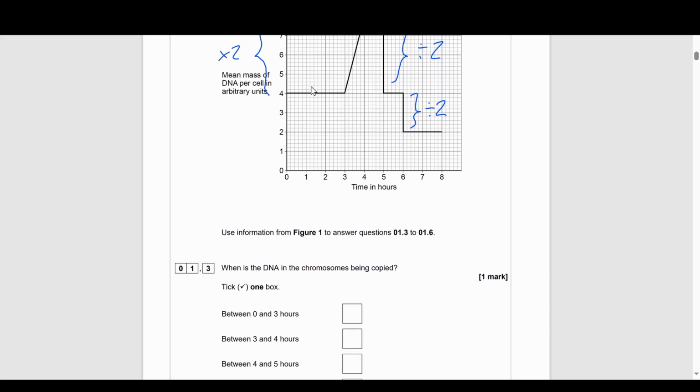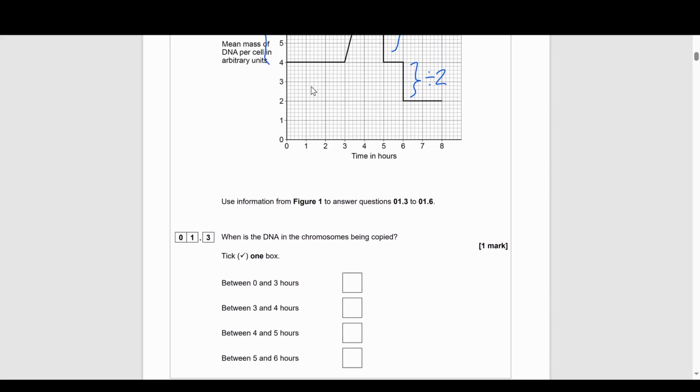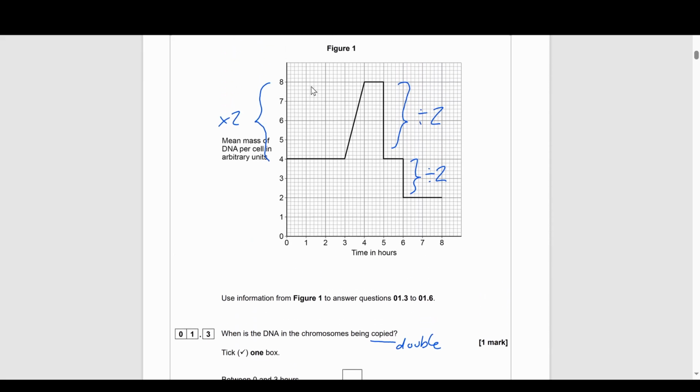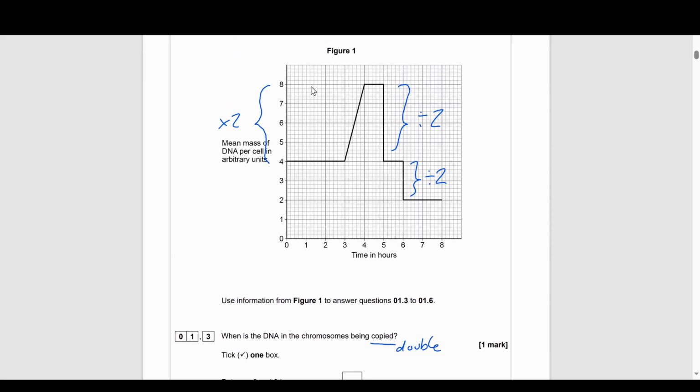When is the DNA in the chromosomes being copied? Tick one box. If it's being copied, we should expect it to double, so multiply by 2. So in which time period is that happening? Look at our graph again, which we've annotated. That time when it's multiplying by 2 is between 3 and 4 hours.